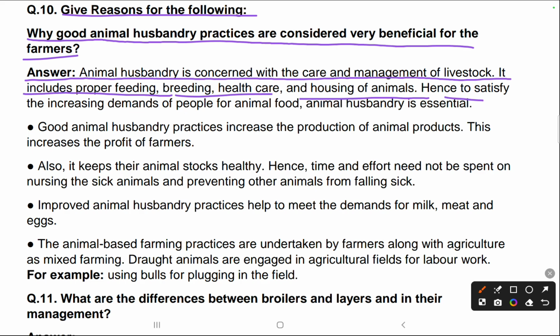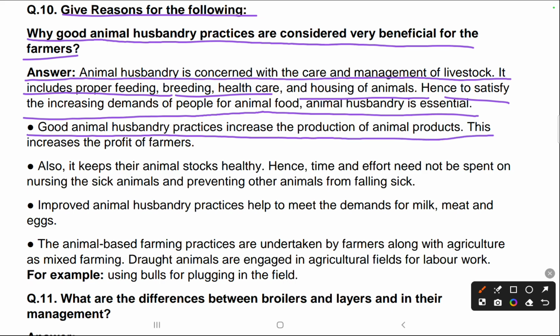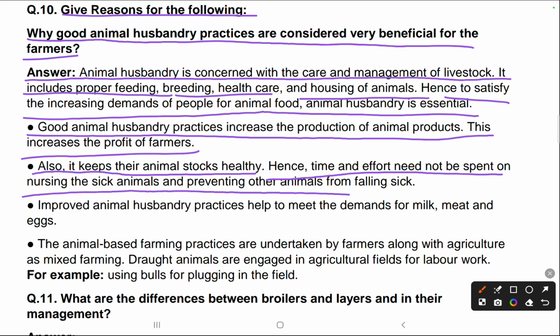Hence, to satisfy the increasing demand of people for animal food, animal husbandry is essential. Good animal husbandry practices increase the production of animal products, thus increasing the profit of farmers. Also, it keeps their animal stocks healthy. Hence, time and effort need not be spent on nursing the sick animals and preventing other animals from falling sick. Improved animal husbandry practices help to meet the demands for milk, meat and eggs.